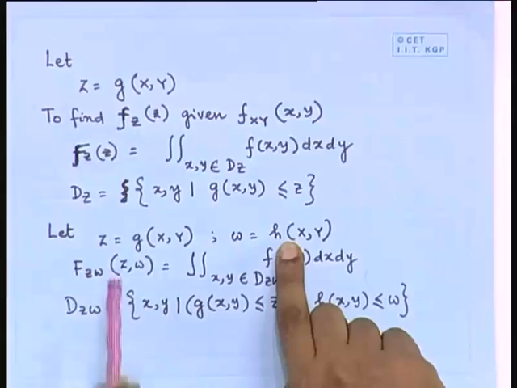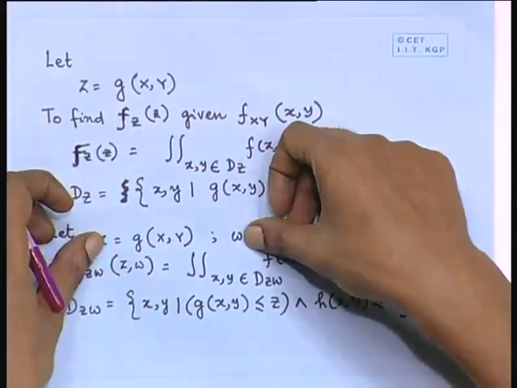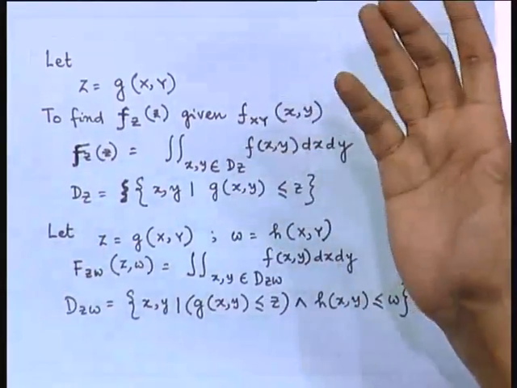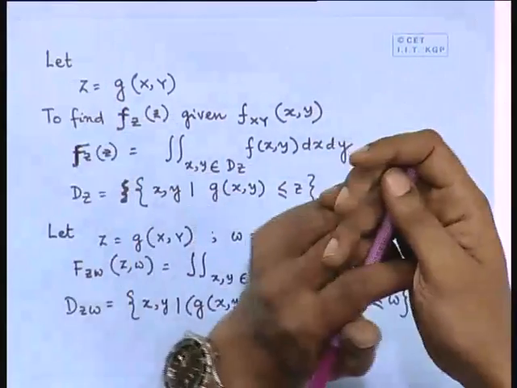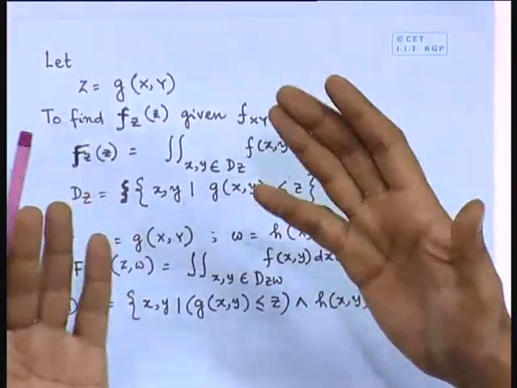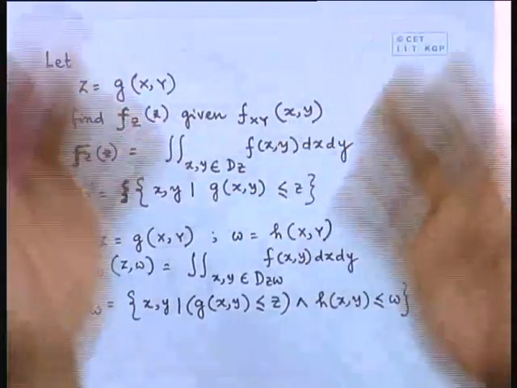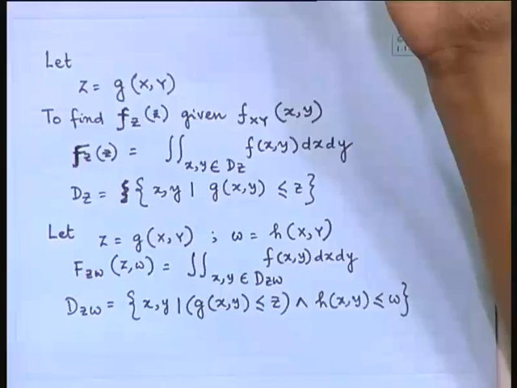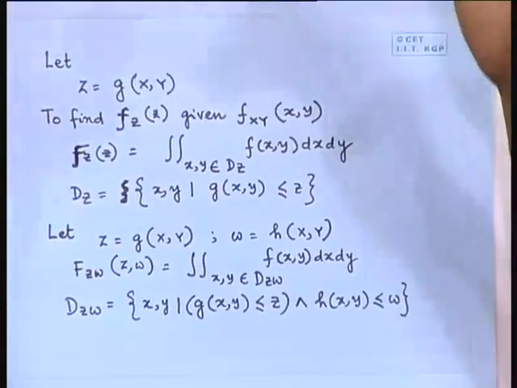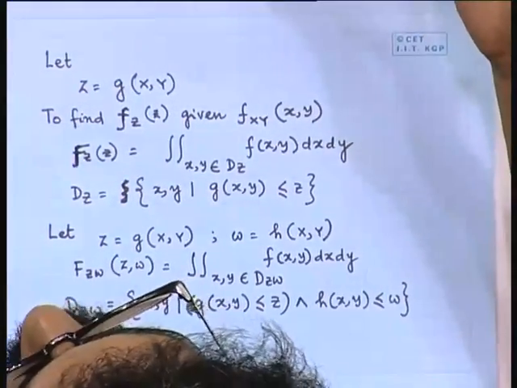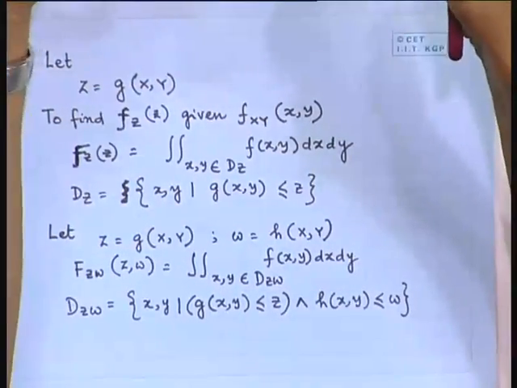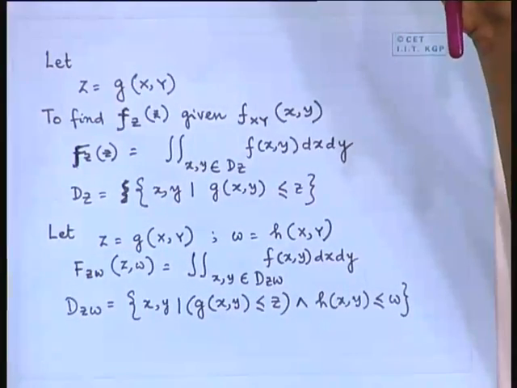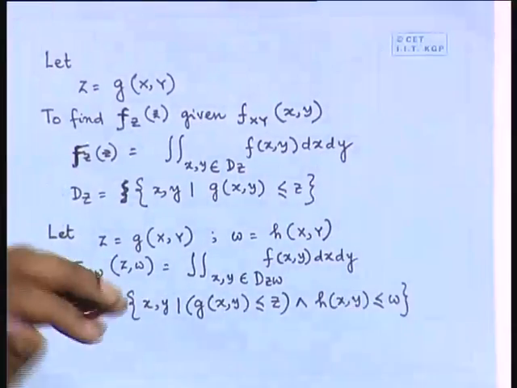Now obviously, once I have Z and W, I can define their joint statistics, because they are also two random variables. Since they are both functions of X and Y, this joint statistics must be related to the joint statistics of X and Y, because X and Y are the basic entities, and Z and W are basically defined from X and Y. So their joint statistics must be computable from the joint statistics of X and Y, right. How to do that?